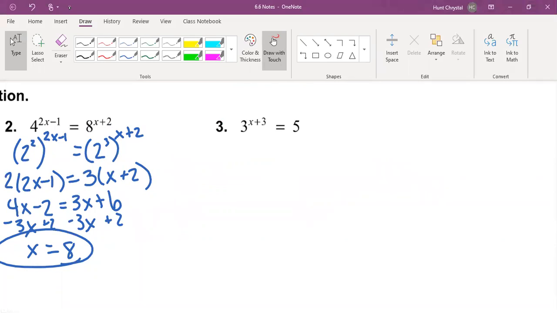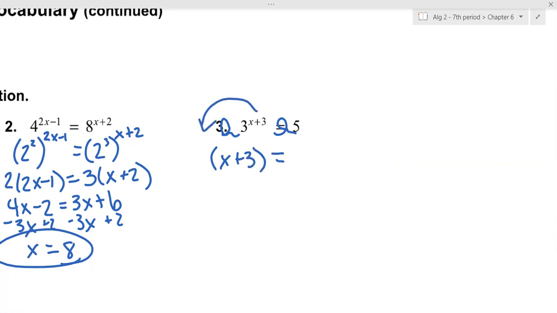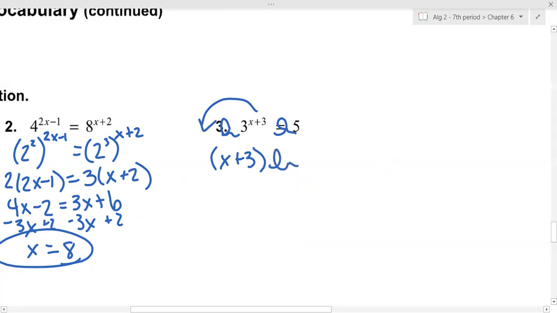Okay, so here's one where I have not like bases, and I can't make them like bases. There's no way to make a base of 3 or a base of 5. So what I'm going to do instead is that second rule I taught you, which is to natural log both sides. So what that gives me here on the left is x plus 3, because that drops down to the front according to the power rule. And that is natural log of 3 equals natural log of 5.